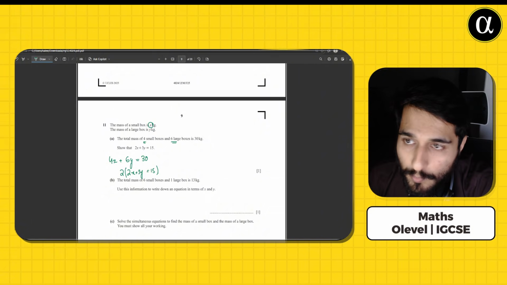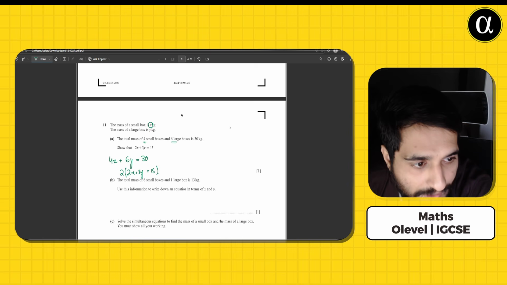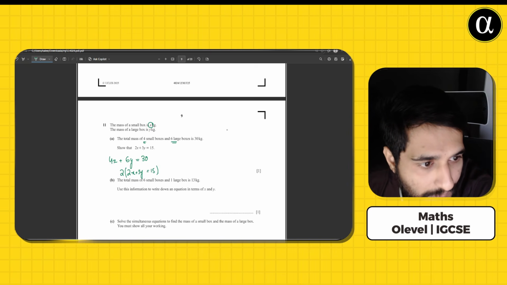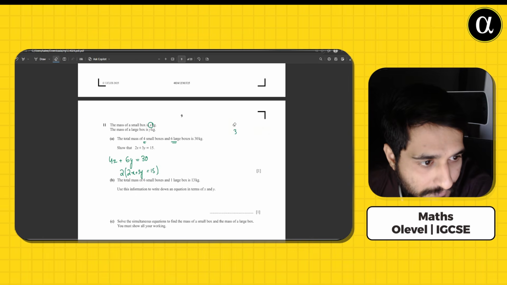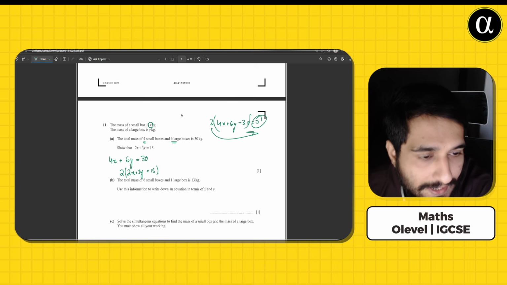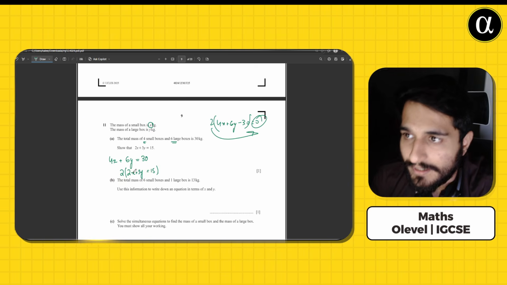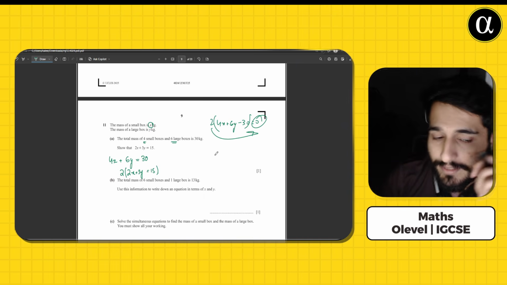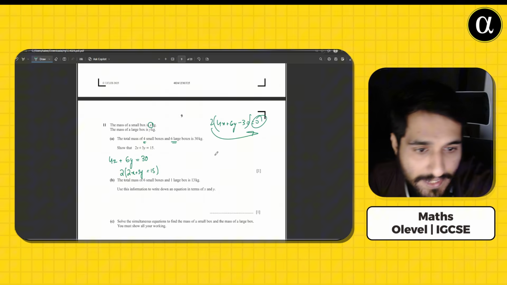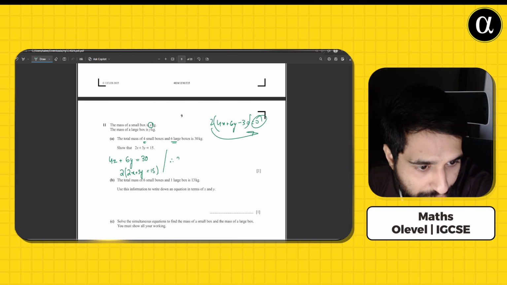Now, if you don't know where this concept comes from, this is basically 4x plus 6y minus 30 is equal to 0. So when you take 2 as common, it can be divided on the other side, and that gives you 0 as it is, right? So you can take the common number out and get rid of it, because eventually it will be divided into 0 on the other side. So this has been shown, hence shown.